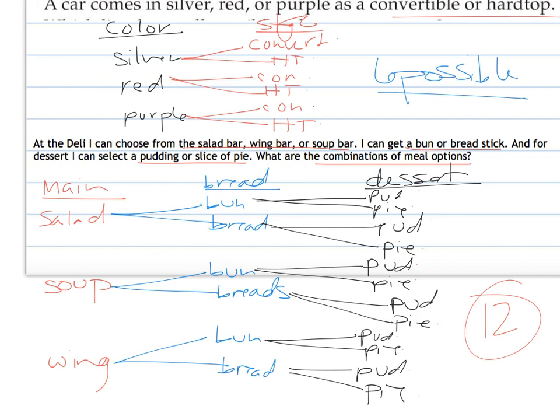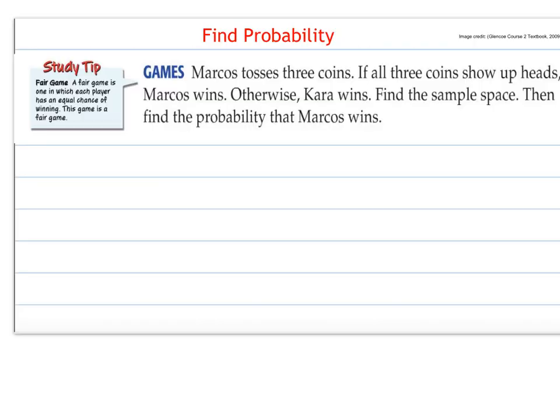I won't list them all, but as you can see, I could have a salad with a bun and pudding. I could have a salad with a bun and pie. I could have a salad with breadstick pudding or a salad breadstick pie. So you can see that those branches just keep going off the more choices that I have. So finding the probability of an event is a little bit different now. A little change of gears, and then we'll talk about something that makes this even easier.